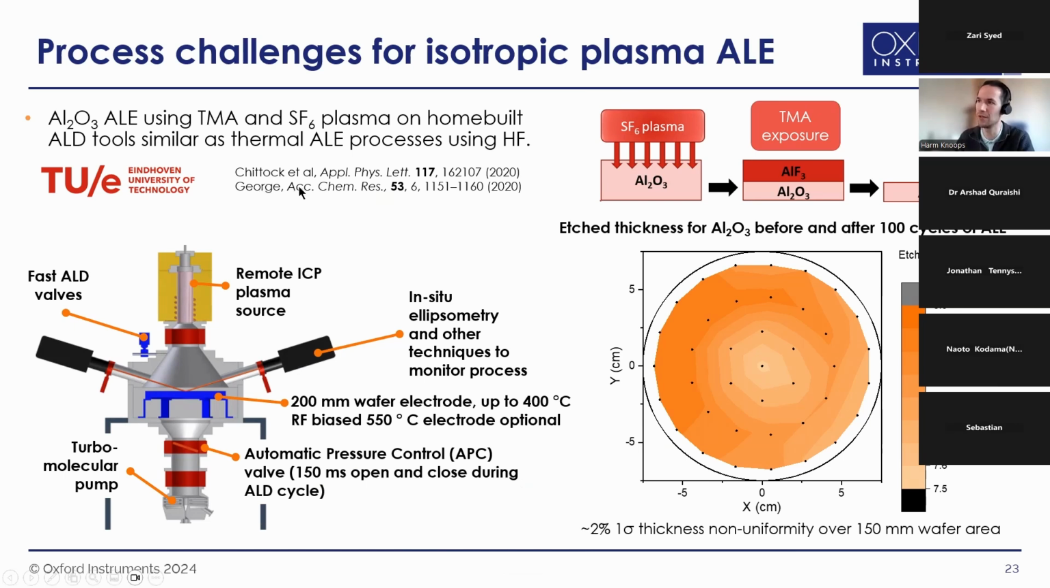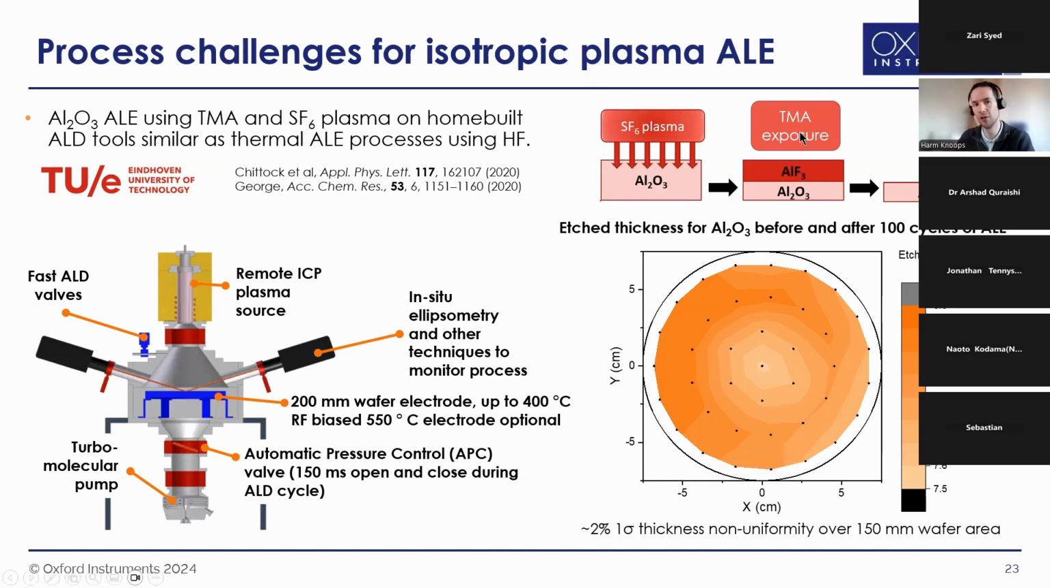It's based on the thermal ALE process from Steve George and others, where they use TMA and HF. But here for the fluorination, we're using a plasma. So let's say we want to do ALE of aluminum oxide. We fluorinate it with an SF6 plasma, but the plasma here is not the etchant, it's actually the modifier. The plasma modifies the top layer and turns it into aluminum fluoride. Aluminum fluoride is not volatile. It's a solid with a very high melting point.